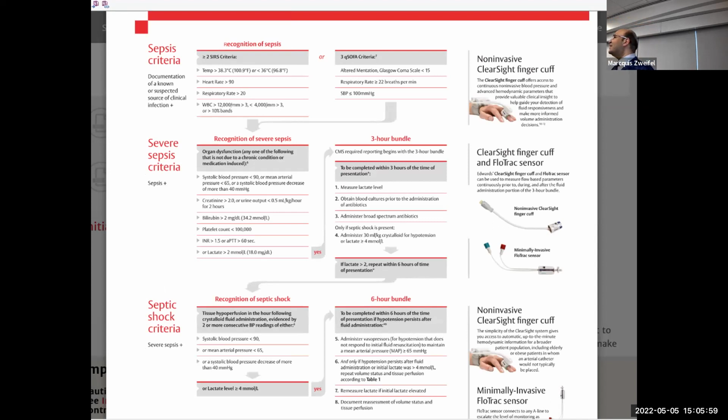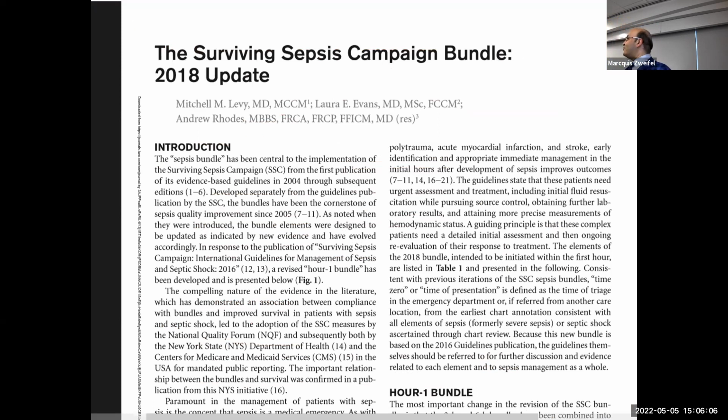So this is from the 2016 guidelines, and the previous one, you have some severe sepsis and 3 hour bundles, 6 hour bundles. We don't have 6 hour bundles anymore. So everything is shorter. We have 1 hour and we have 3 hours. So the 1 hour bundle came from this 2018 addendum of the 2016 guidelines.